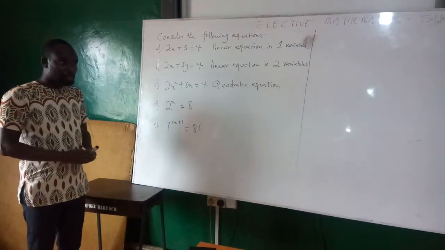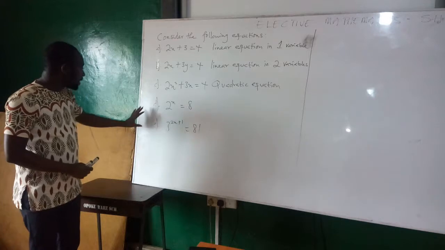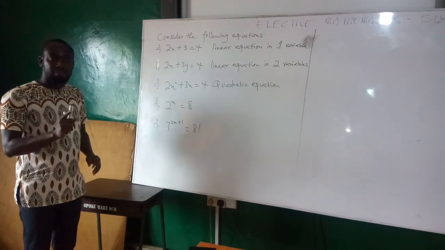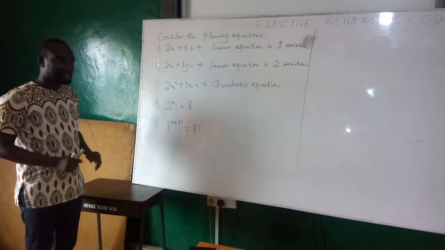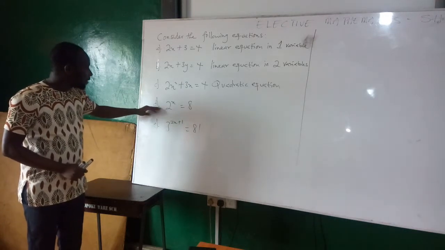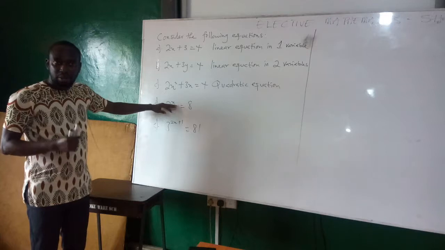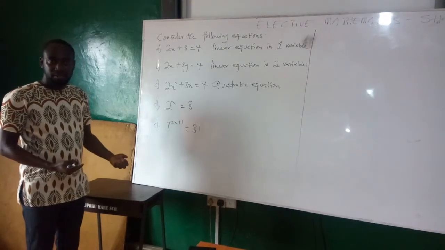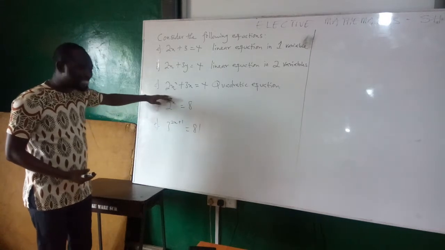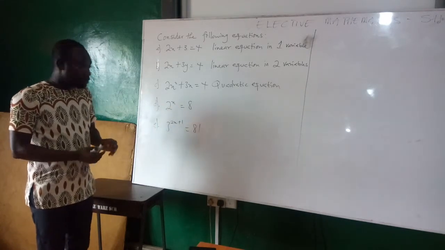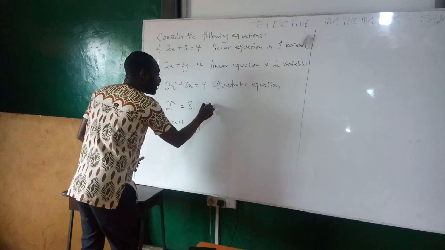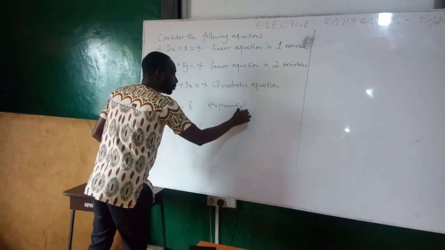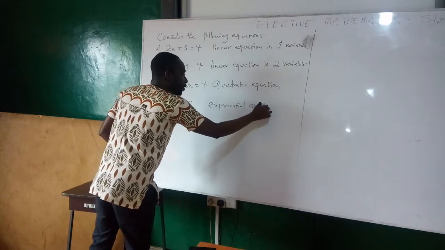Now let's look at the last two. When we compare the last two to the first three equations over here, in terms of the positioning of the variables. Now, when we look at the D, the variable is x. Where is it located? Is it in the index or in the base? We can see that the exponent is in the index. So we are going to call this an exponential equation or an indicial equation.